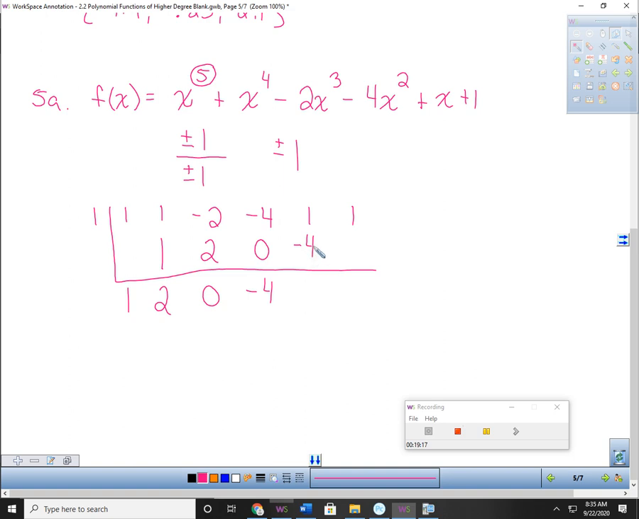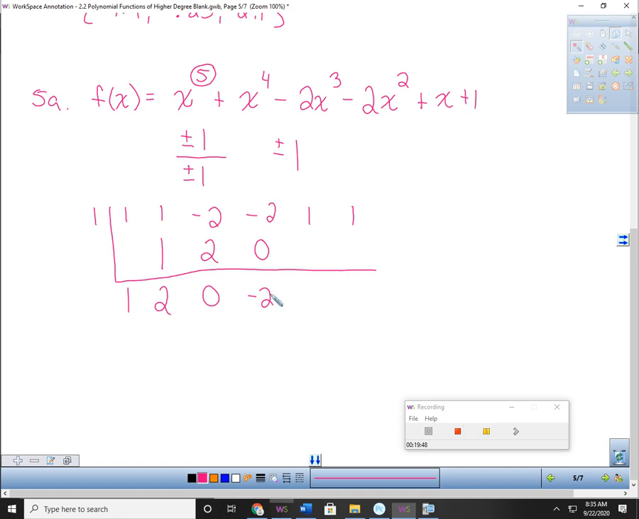Oh, I just figured out a mistake. I wrote this down wrong. This is a negative 2 right here, which is going to change this one right here. My fault. I'm just struggling today. Okay, so this is a negative 2. So when we add the 0, that's negative 2.